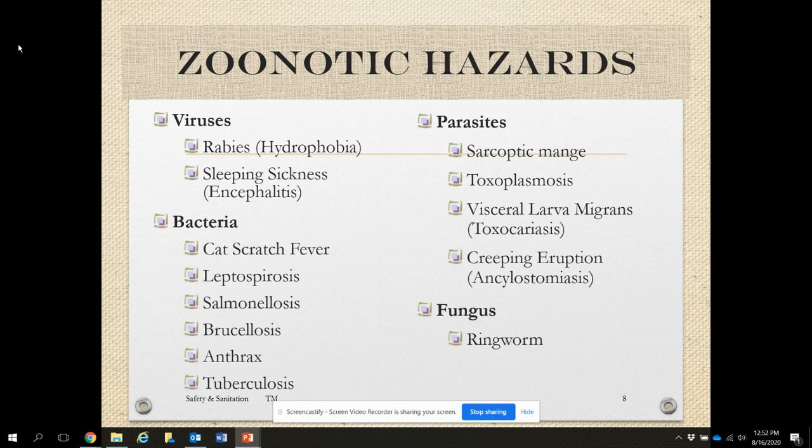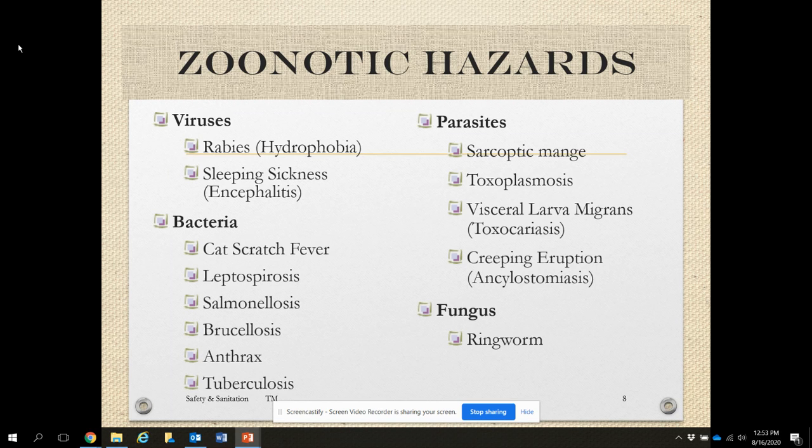So I guess I should have started out by saying zoonotic diseases can be transferred from animals to humans. So that's why we talk about them. Zoonotic diseases can be transferred from animals to humans, and these are a list of some of them.